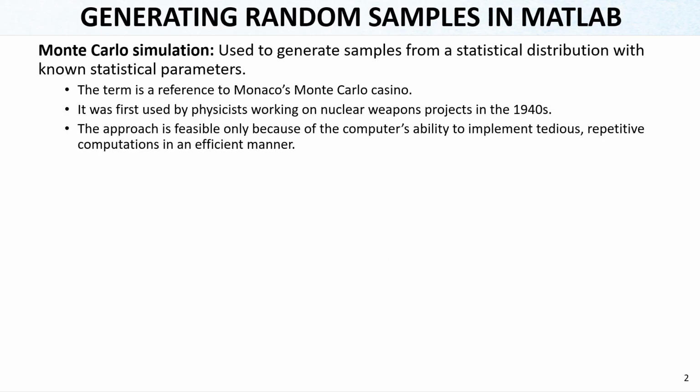When we have a distribution of data, a continuous distribution called a statistical distribution, such as the normal distribution we learned in the previous slide, then it may be important to generate some samples from that distribution. It is generated using Monte Carlo simulation. The term Monte Carlo is a reference to Monaco's Monte Carlo casino, where it started to be used for generating data. In the engineering area, it was first used by physicists working on nuclear weapons projects in the 1940s.